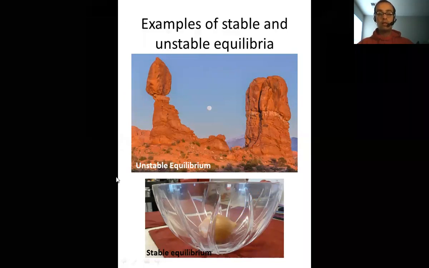I don't want to beat the dead horse too much, but just remember, this is an unstable equilibrium because a force will tend to change the equilibrium. This is a stable equilibrium because the disturbing force will tend to be canceled out and we will restore that equilibrium.